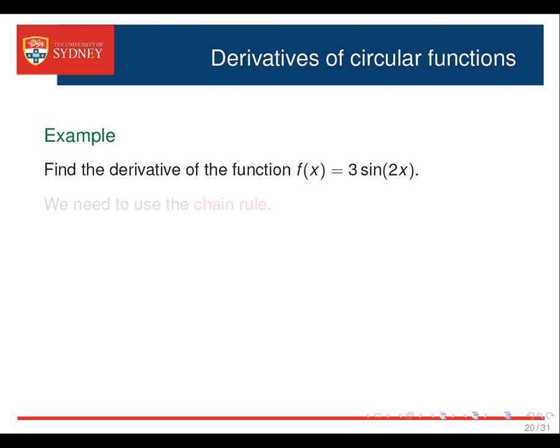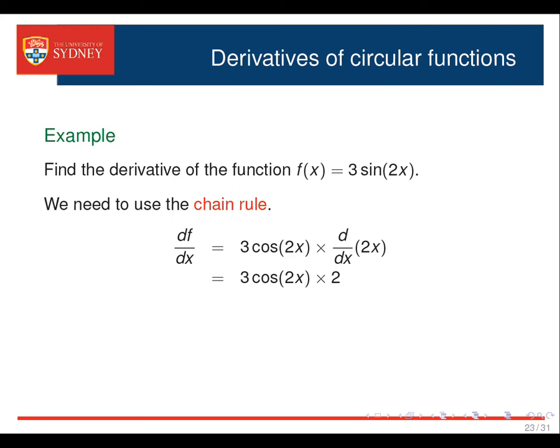Let's look at an example, which uses the chain rule that we studied in Day 9. To find the derivative of 3 sine 2x, we leave the 3 out the front, differentiate the sine, which becomes a cos, and then multiply by the derivative of 2x, which is 2. So the answer is 6 cos 2x.